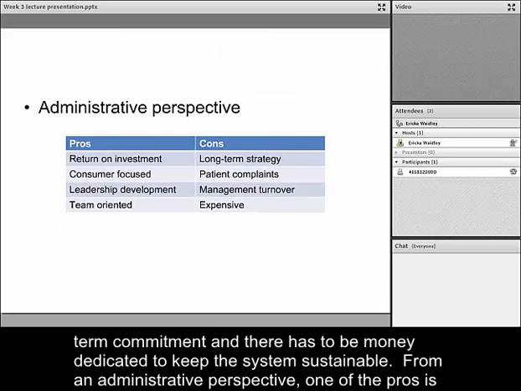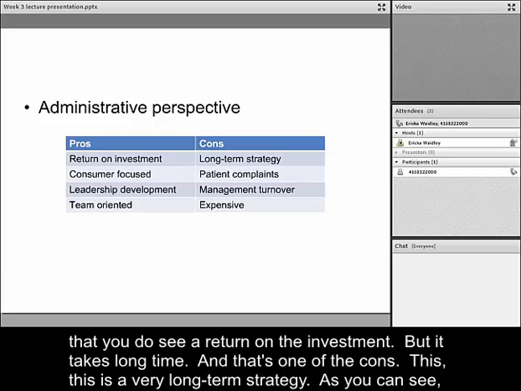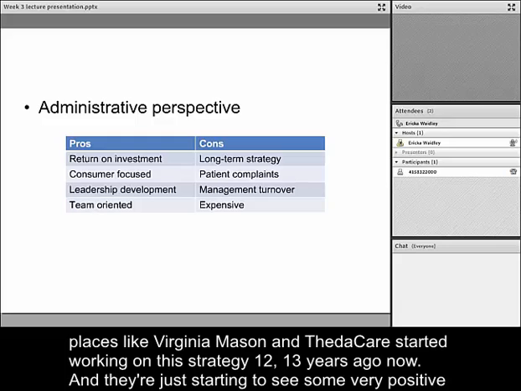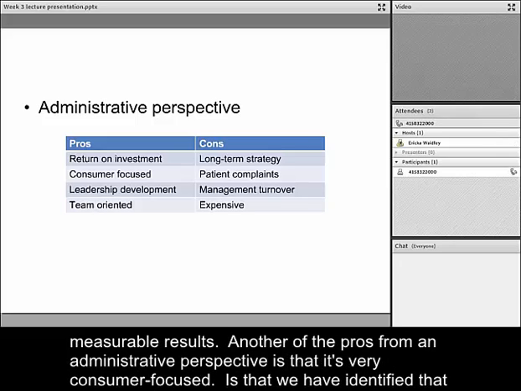From an administrative perspective, one of the pros is that you do see a return on the investment, but it takes a long time, and that's one of the cons. This is a very long-term strategy. As you can see, places like Virginia Mason and ThedaCare started working on this strategy 12, 13 years ago now, and they're just starting to see some very positive, measurable results.